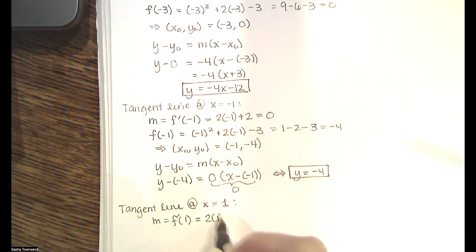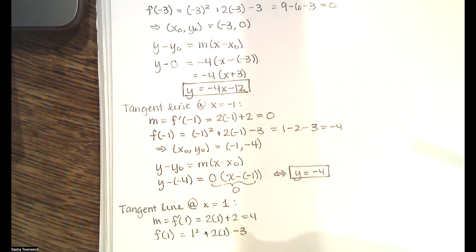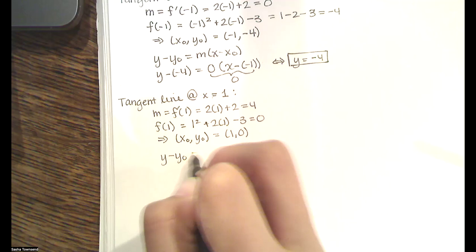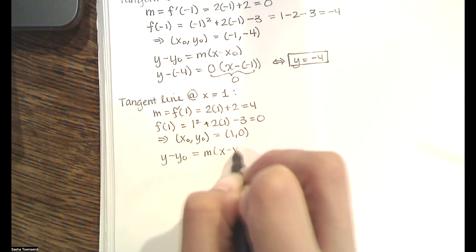So we have 2 times 1 plus 2, so 4 is the slope. Then f evaluated at 1 is 1 squared plus 2 times 1 minus 3, which happens to be 0. So x naught, y naught equals 1, 0 is a point on our tangent line. It's also a point on the curve. And so the equation of the tangent line can be found using point slope form and then simplifying.